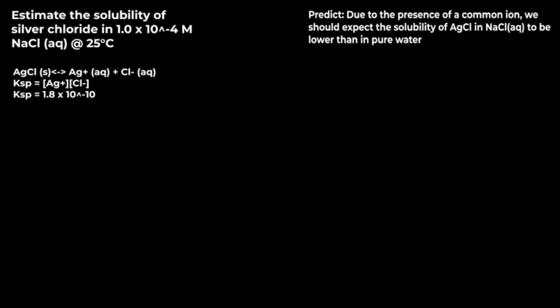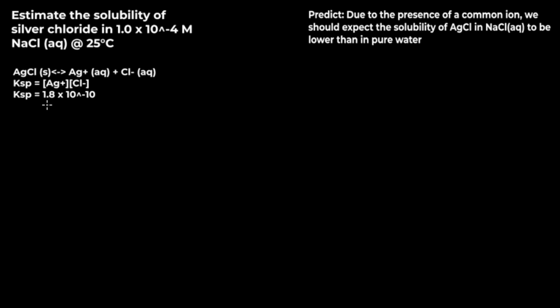So with this one we're trying to estimate the solubility of silver chloride in 1 times 10 to the negative 4th molarity NaCl at 25 degrees Celsius. 25 degrees Celsius is just because that's the equilibrium thing. So I've written out here the equation, the KSP, and the KSP value of AgCl from the data booklet, just to make it go quicker.